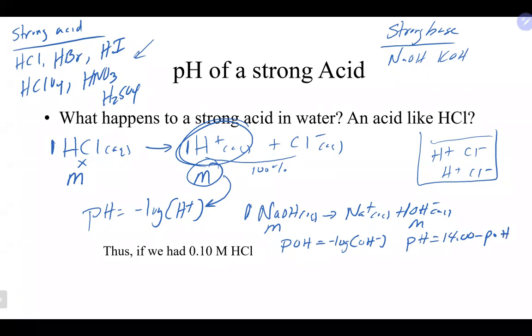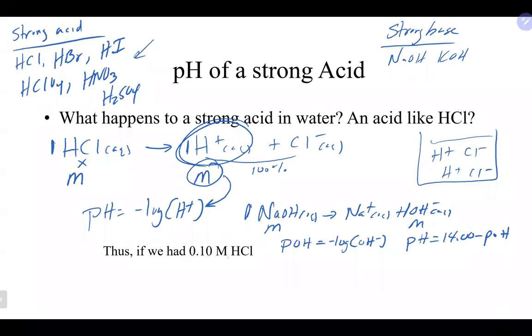So you could also figure out the pH of a strong base solution by figuring out what the correct hydroxide concentration is, calculate the hydroxide concentration and the pOH, and then get to the pH by subtracting from 14. Any questions on any of that there?